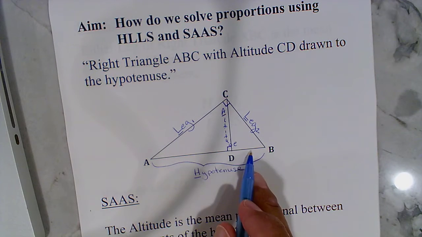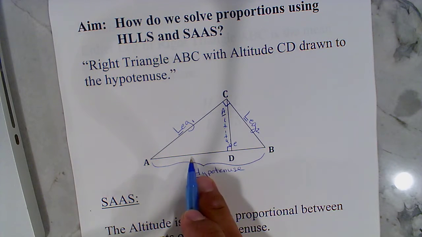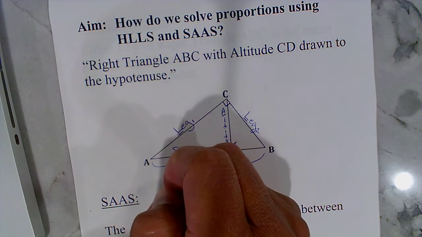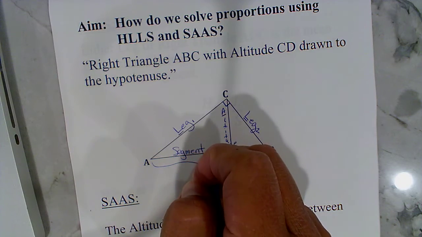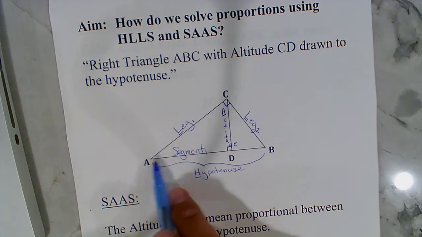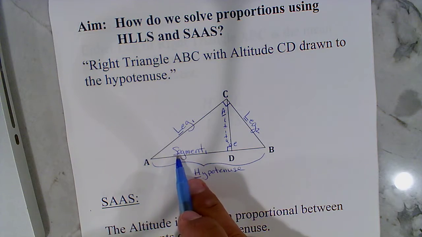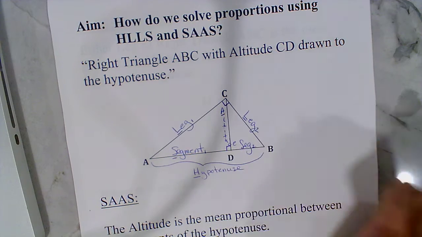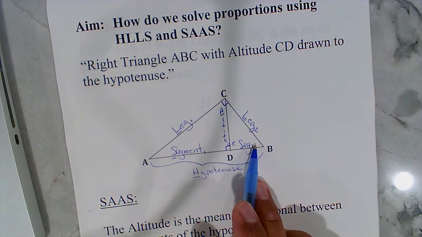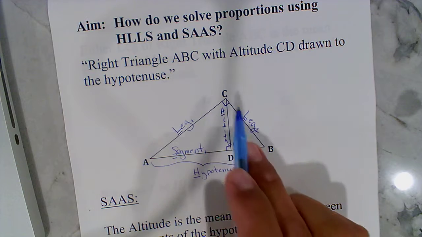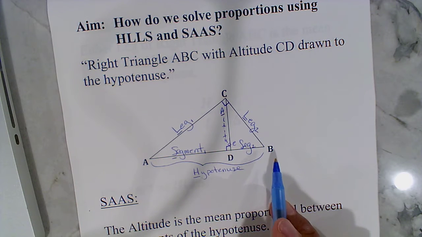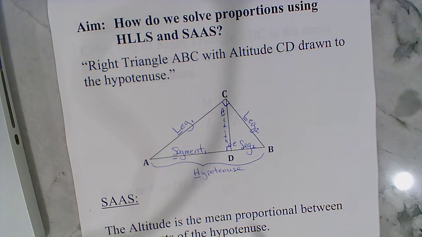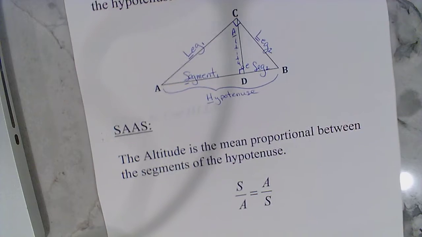And then these two pieces, which together make the hypotenuse, your hypotenuse is split into two different segments. So this is going to be segment 1, not because I wrote it first, but because it's attached to leg 1. Segment 1's attached to leg 1, which obviously is going to make this segment 2. So segment, altitude, leg, hypotenuse. With all that in mind, here's your first of the two acronyms, I guess we'll call them.